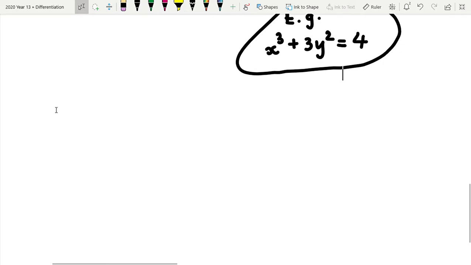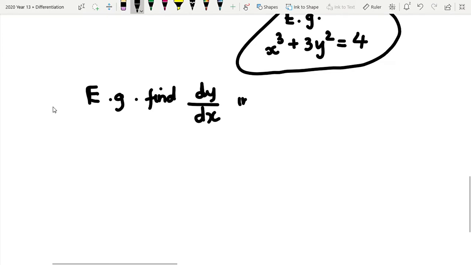Now let me demonstrate how to differentiate x cubed plus 3y squared equals 4. So let's go over a quick example: find dy over dx in x cubed plus 3y squared equals 4. I'm going to quickly demonstrate how to use differentiation and the chain rule in finding dy over dx.